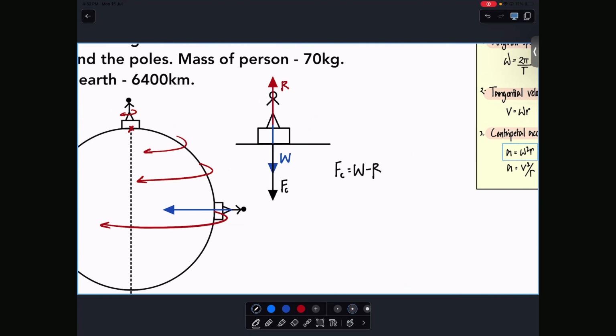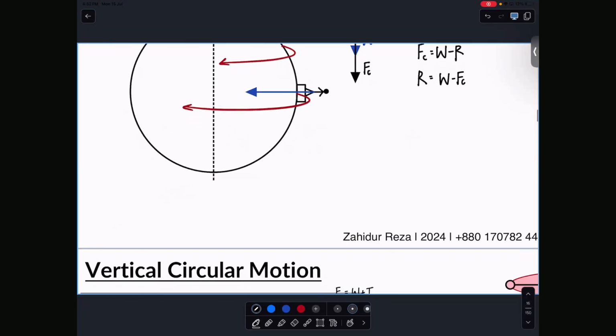And what does R represent here? Reaction force. And that also represents the reading of the scale. Very good. So R is going to be W minus FC. So that's what you need to find out. But the problem is we do not know what FC is. So let's first find FC.